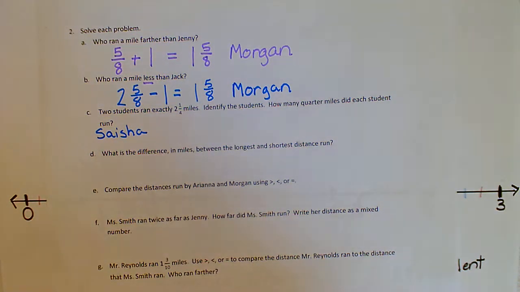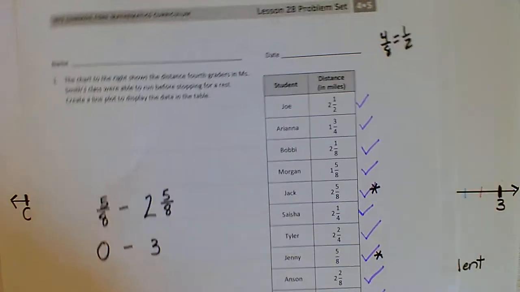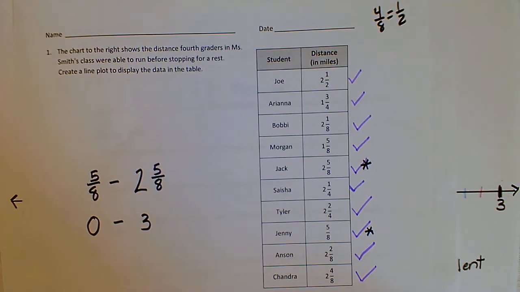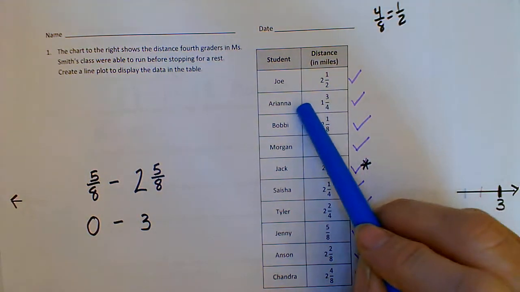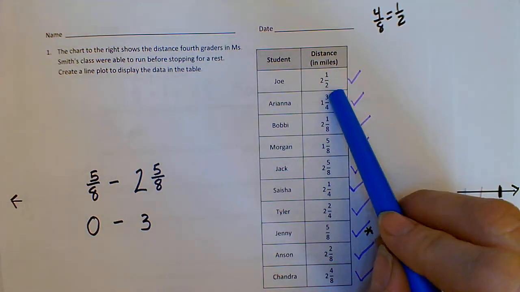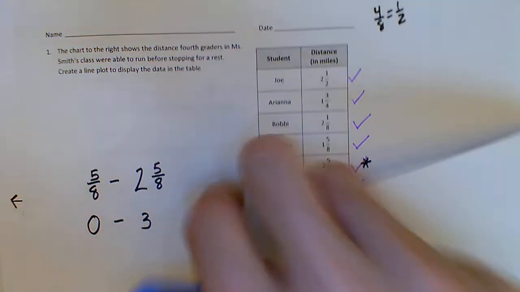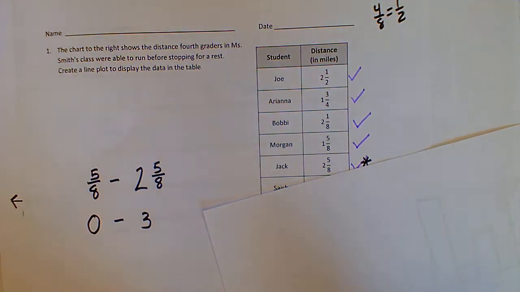So now here's the thing. I need to figure out who else ran that, but no one else is listed as 2 1/4. And that's where we have to remember that we can find equivalent fractions. So first of all, I know that I need to have a 2 as my whole number. So I'm going to go ahead and look and see. Here we have 2 1/2. If I convert a half into quarters, let's see what happens with that.